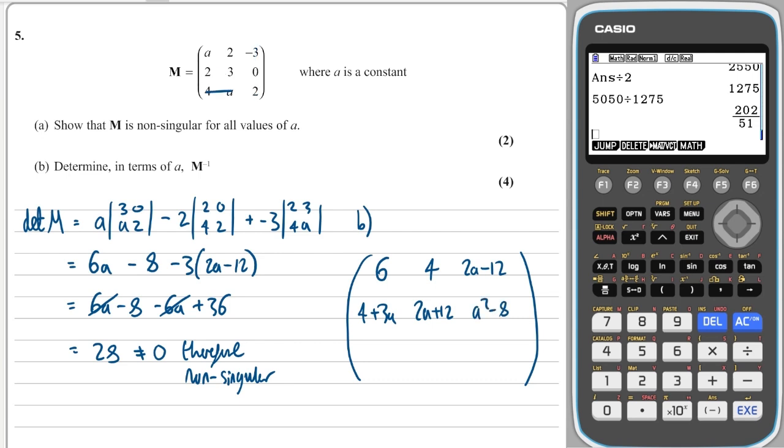And then let's do the bottom row. So we're going to get 2, no, that's 0, minus 9 is 9. We're going to get A times 0, so that's 0, minus 6 is just 6. And then lastly, 3A minus 4.